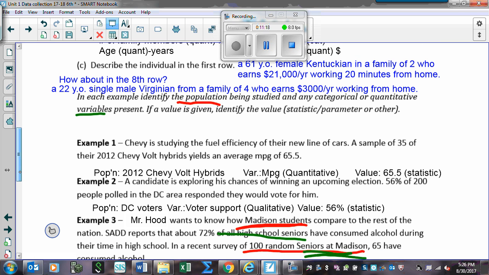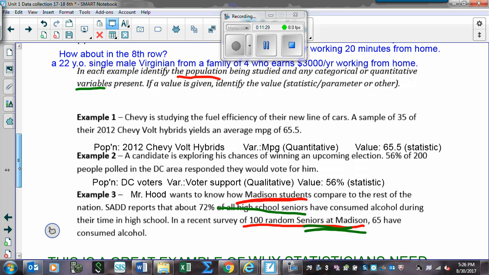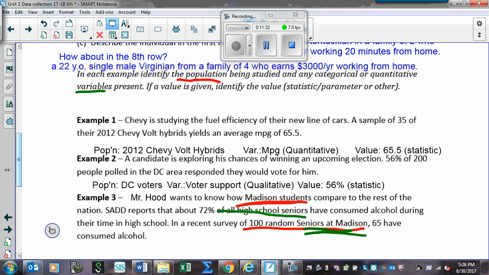Then this last one says, Mr. Hood wants to know how Madison students compare to the rest of the nation. So SAD reports 72% of all high school seniors have consumed alcohol during time in high school. In a recent survey of 100 Madison seniors randomly surveyed, 65 have consumed alcohol. This is an example of needing to be exact and not being sloppy. It looks like there's a bunch of different potential populations. It says Mr. Hood wants to know about Madison students, so you could say Madison students are the population.